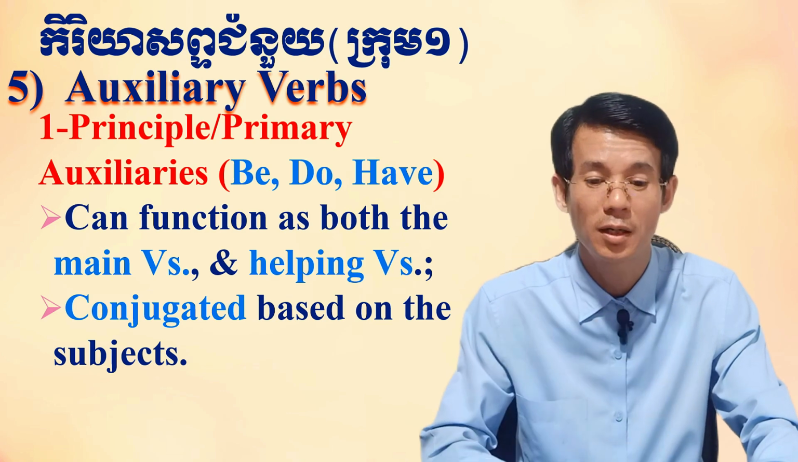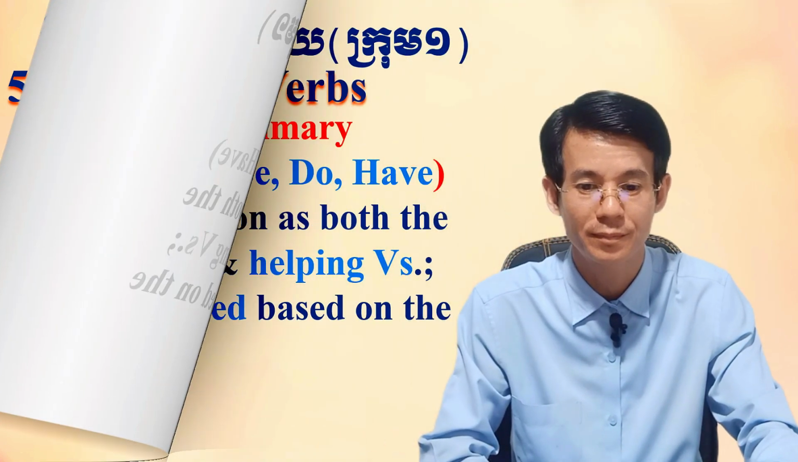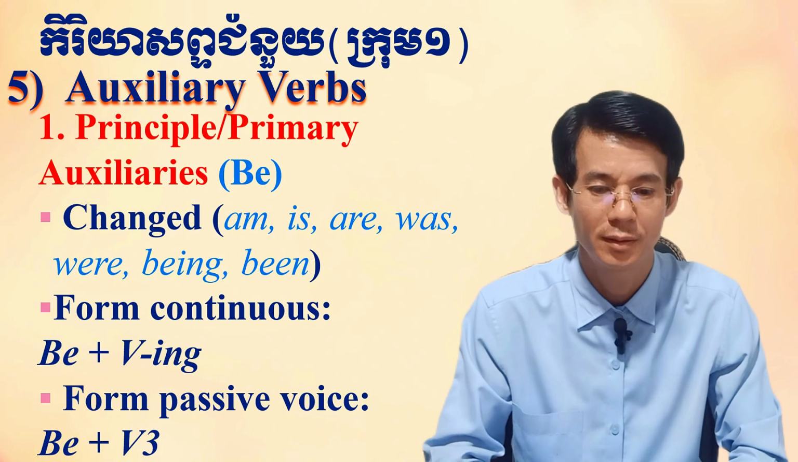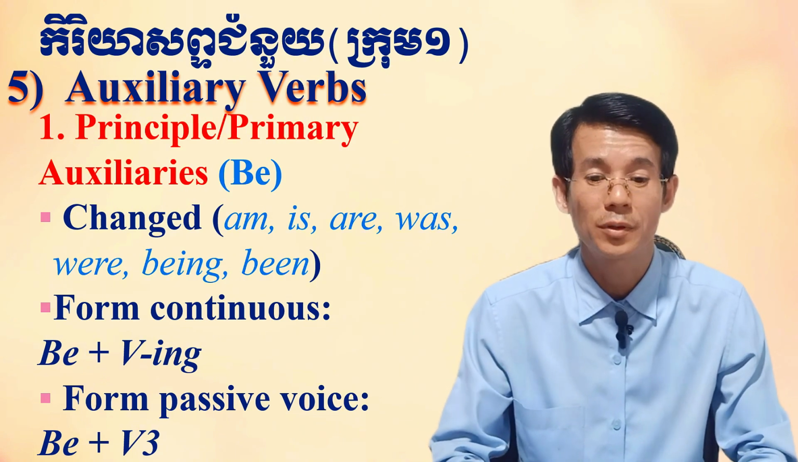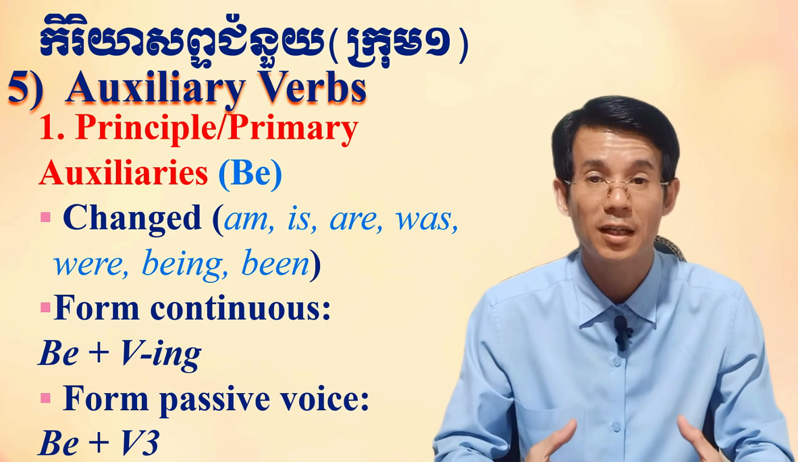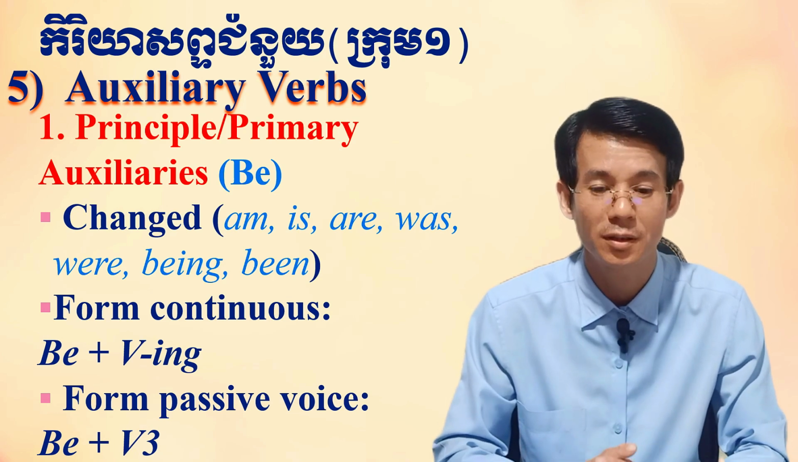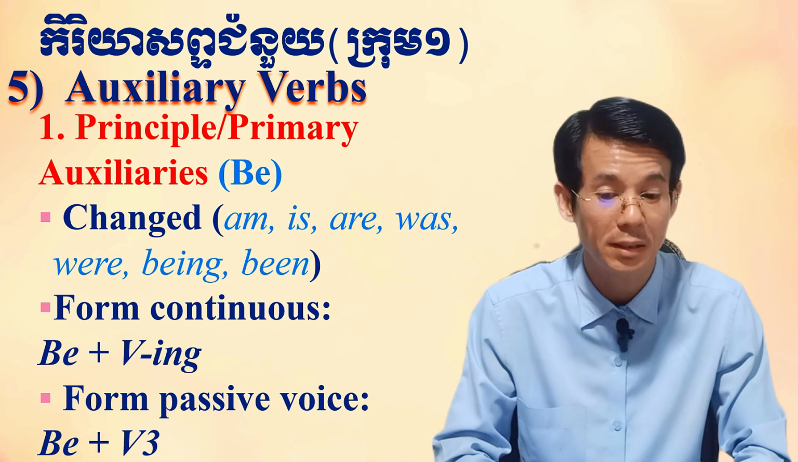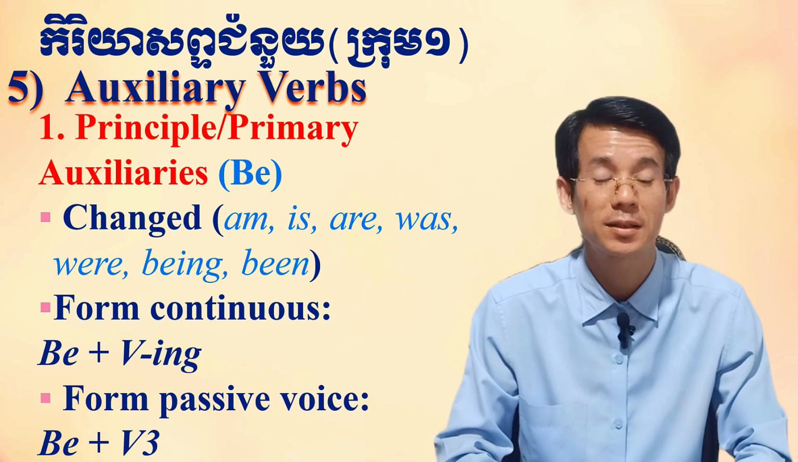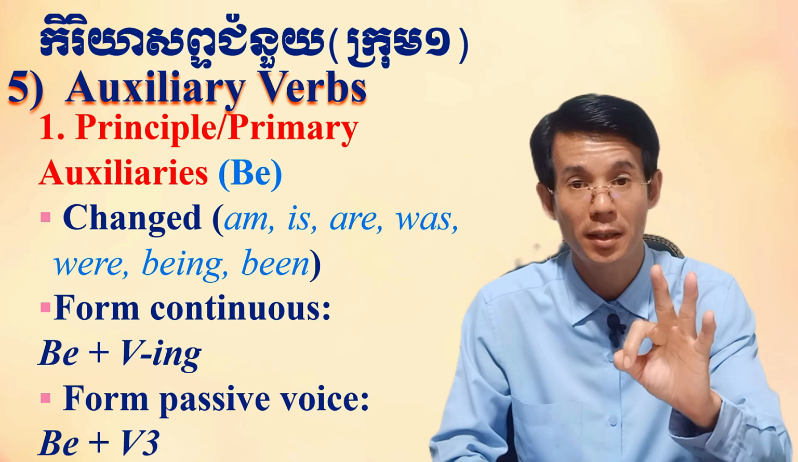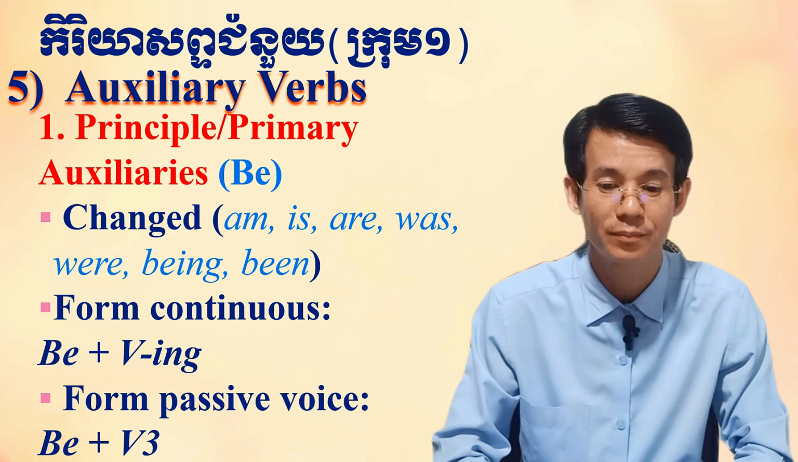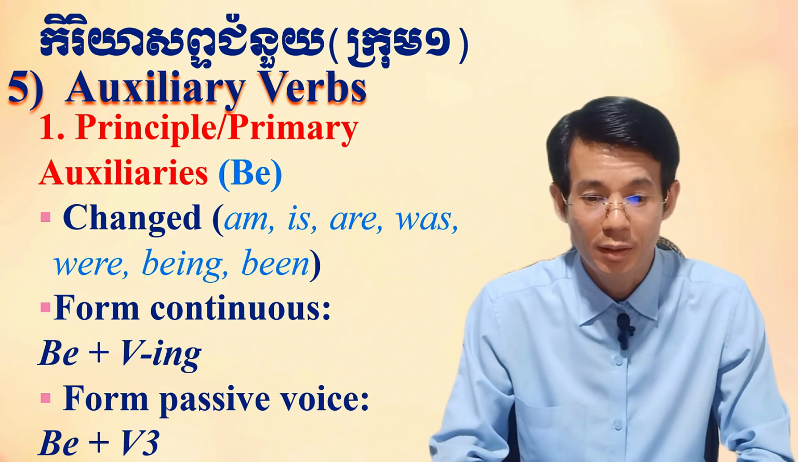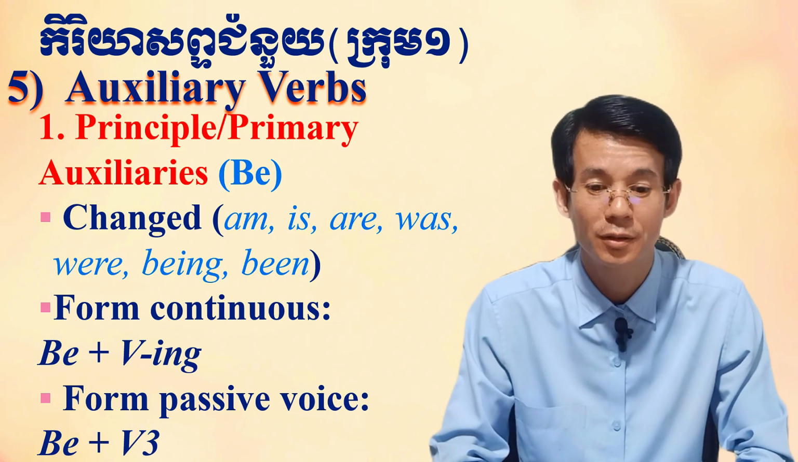Let's move to the next point. We are going to talk about be first. We start with verb be, the first principal auxiliary verb. We said there are three: be, do, and have. Now let's talk about be first.